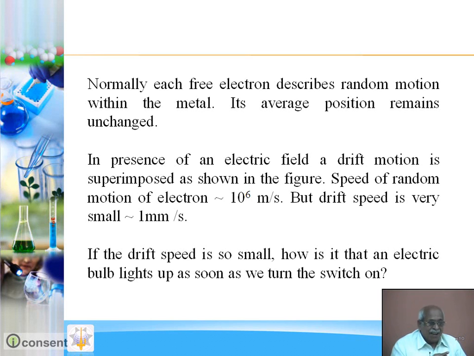Motion of free electrons starts as soon as there is electric field. When you switch on, you are producing electric field. This electric field travels in the conductor with velocity of light.